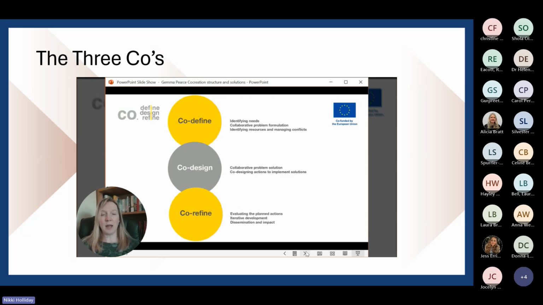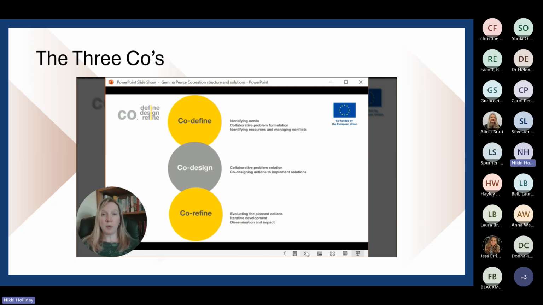The co-design process is looking at what you want to solve in terms of the problems that were identified, and co-designing those solutions together, and looking at how to make those actions implementable. So who is going to be responsible for the production of those outputs or output.